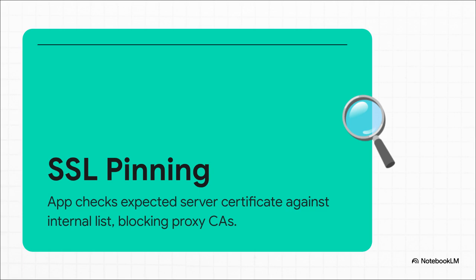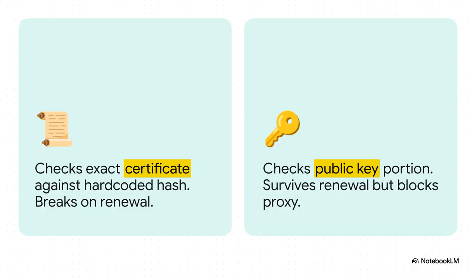Boom, proxy blocked. And here we see the two main variants of this blocker. First up, certificate pinning. This checks the exact certificate, whether it's the leaf or the root, against a hard-coded hash. It is highly secure for sure, but man, it's a total nightmare for developers when that certificate naturally expires and they have to scramble to push an emergency update. Then we have public key pinning. This one's a bit more flexible. It only checks the public key portion, meaning it actually survives a certificate renewal. But listen, for us as security testers, both methods achieve the exact same frustrating result. They block our intercepting proxy CA. So our bypasses absolutely need to be adaptable enough to defeat both of them.